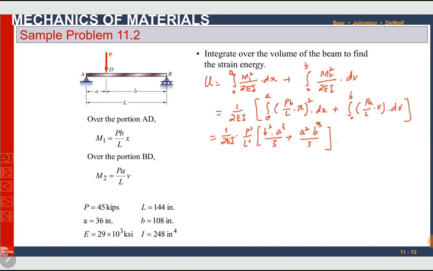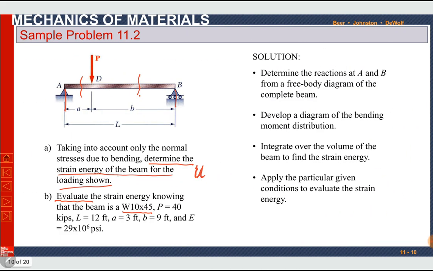Okay, so capital U becomes P square, we will simplify these terms, it is P square A square B square divided by 6 EI L. The students can do the simplification by adding the above terms and cancelling some of the terms with each other. Okay, so this is the strain energy of this beam under load P. Strain energy of the beam under this load, capital U. So part A is solved.